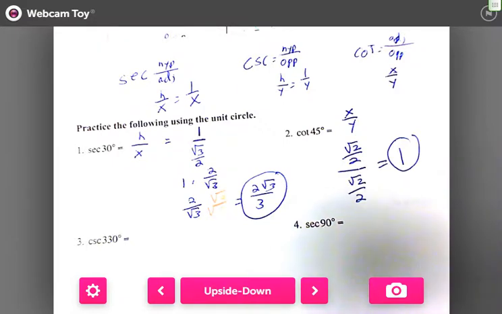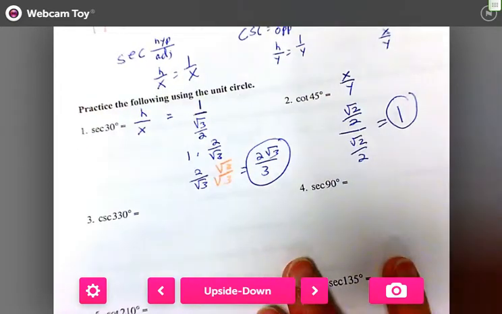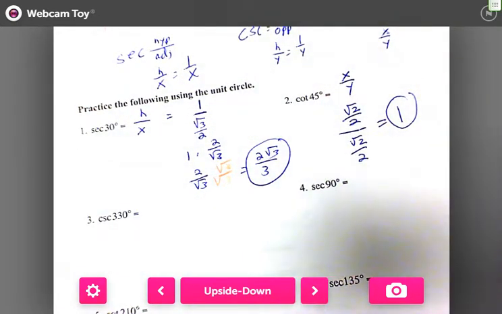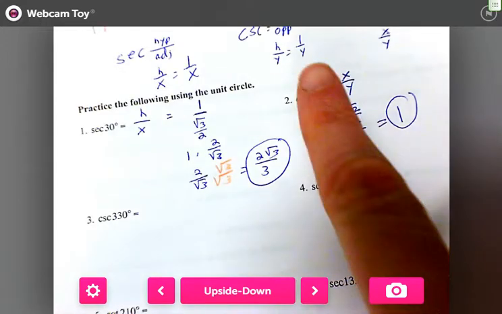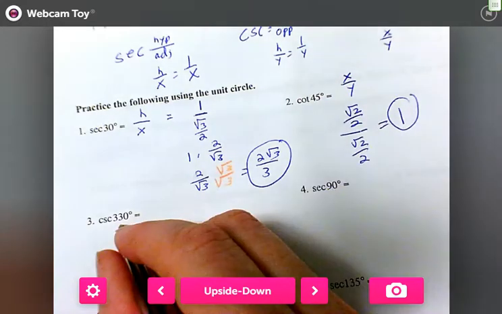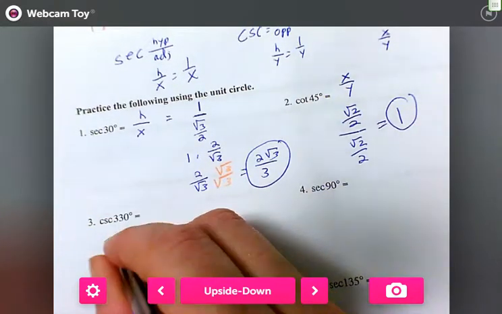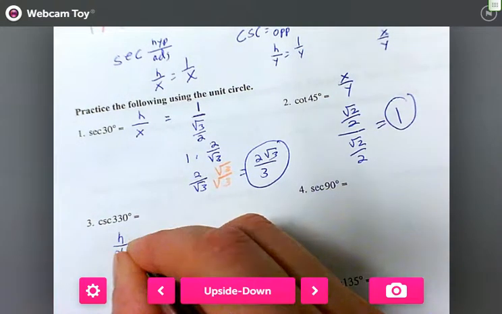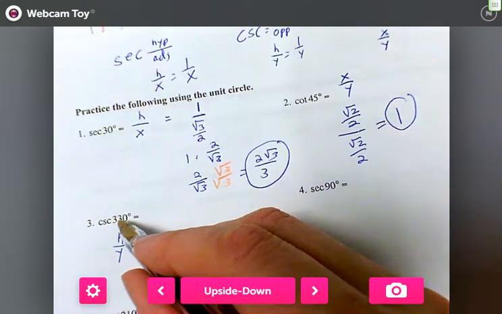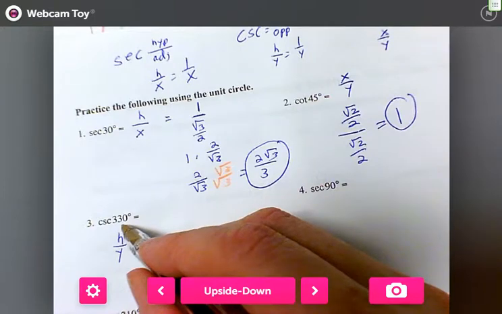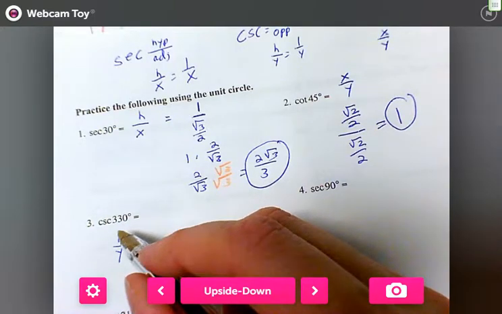Okay. I want to do one more, and then I want to give you guys some time to work on it on your own. You ready? Number 3. Cosecant of 330. So that's going to be the hypotenuse, or 1 over y. So cosecant of 330, I'm looking at my unit circle.